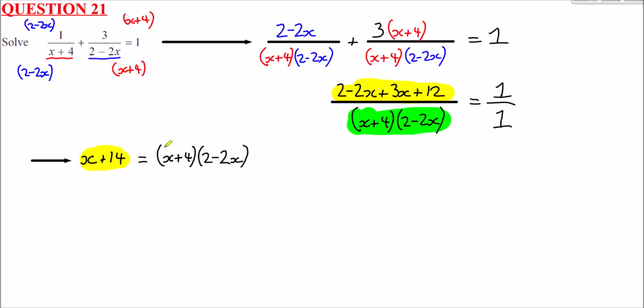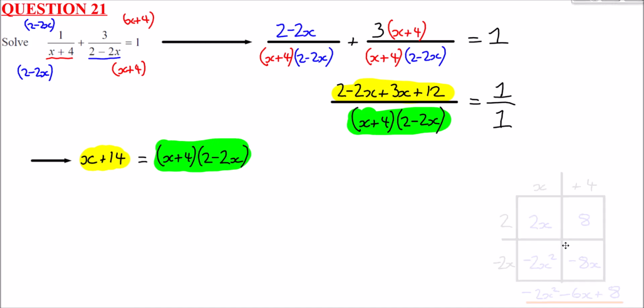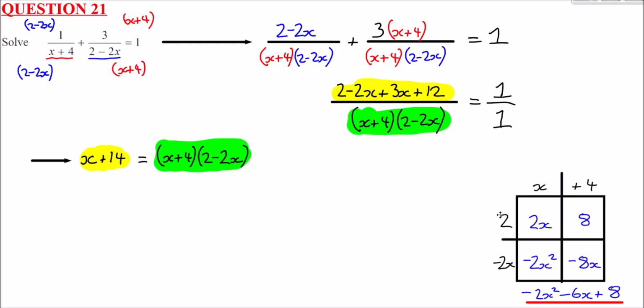The next step is to expand these two brackets, the x plus 4 and the 2 minus 2x. And just for speed, I've done this in the corner here. If I multiply out x plus 4 by 2 minus 2x, I'd get the following, and therefore that's going to give me an overall minus 2x squared minus 6x plus 8. So I can then say x plus 14 equals minus 2x squared minus 6x plus 8.